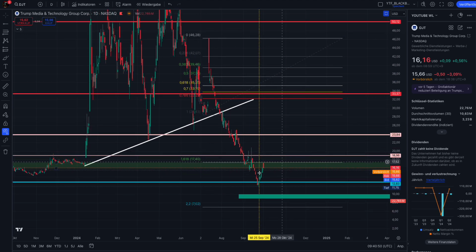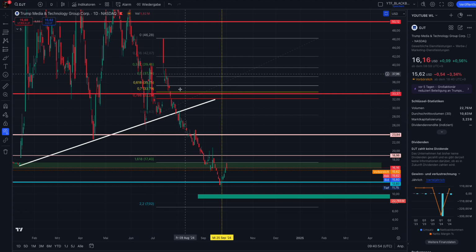This is the macro retracement here. So that means based on the last Fibonacci move which we had for DJT. If you don't know how you have to trade Fibonacci, guys, I have a tutorial on my channel, two tutorials which explain how to trade Fibonacci.